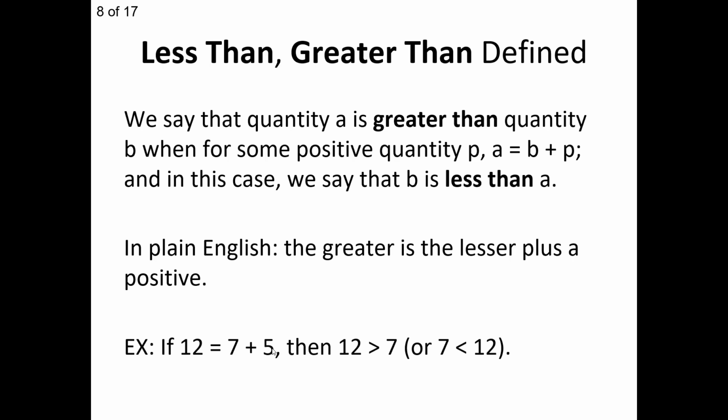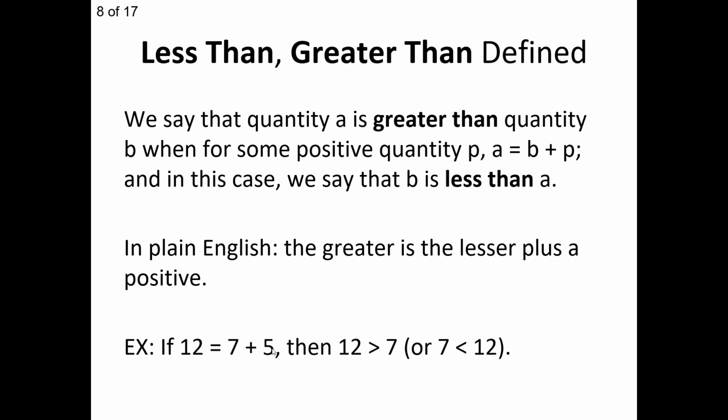That means we can define this to say that A is greater than B, because B needed more positive value added to it to increase its value such that it could be equal to A. And in turn, we can also say that B is less than A, because B needed more value added into it to then equal the value of A.